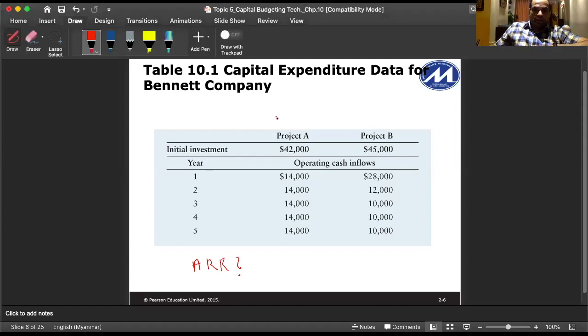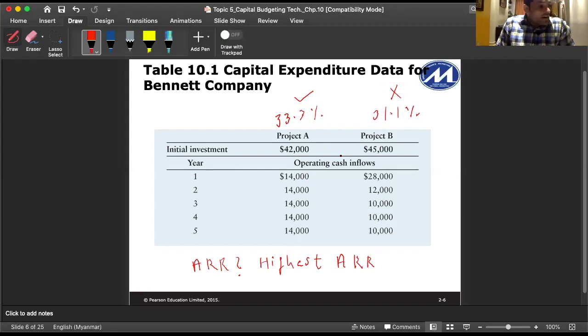So here we have 33.3%, and here 31.1%. Obviously we will select this project since it has the highest ARR. By looking at this, we can decide our investment. So this is the idea of the accounting rate of return method.